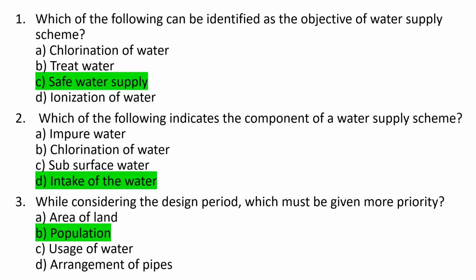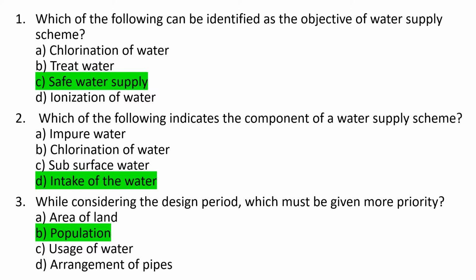We will start with question number 1. Which of the following can be identified as the objective of water supply scheme? We have 4 options. Option A, chlorination of water. B, treat water. C, safe water supply. And fourth, ionization of water. The correct answer is safe water supply.